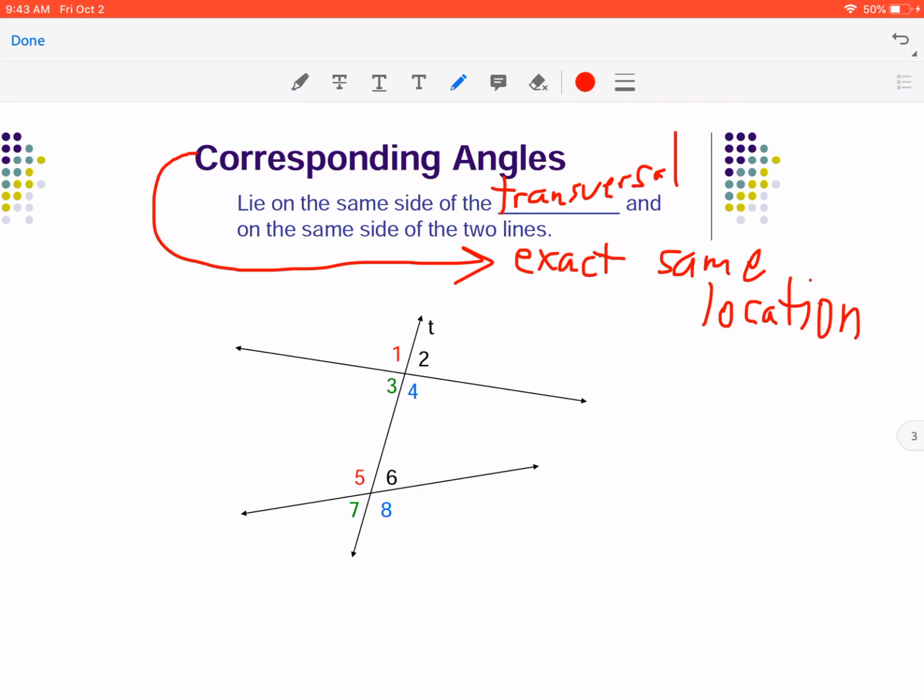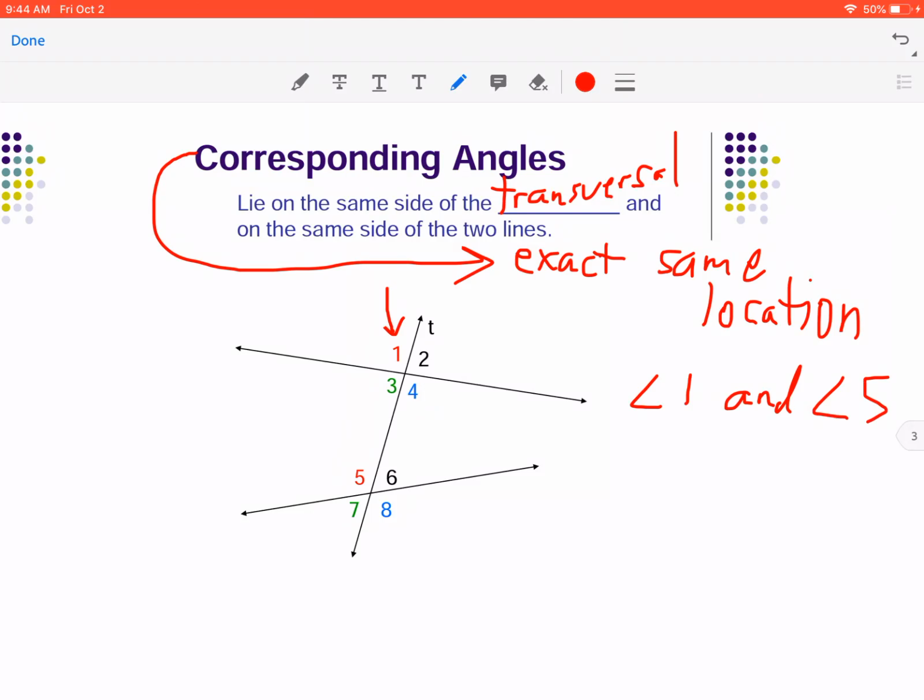Okay, so if I look at angle 1 and angle 5, they're both in red. Angle 1, in my opinion, is in the top left of these 4 angles. Angle 5, in my opinion, is in the top left of those 4 angles. So angle 1 and angle 5 go together. I'm not saying they're equal to each other, but they are corresponding. So angle 1 and angle 5. I didn't say they were equal or congruent. They're just in the same location.